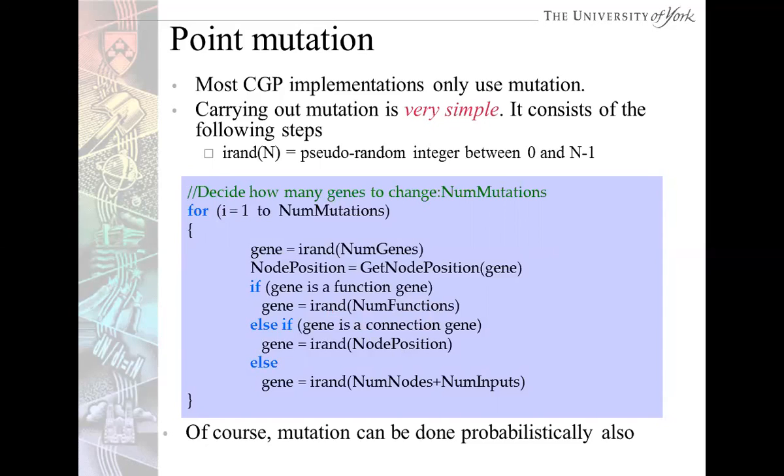You can also do this probabilistically, but this would mean walking along the genotype and deciding whether you should change that gene or not. Point mutation is very efficient because you only go to a small number of locations where you're going to change the genes.